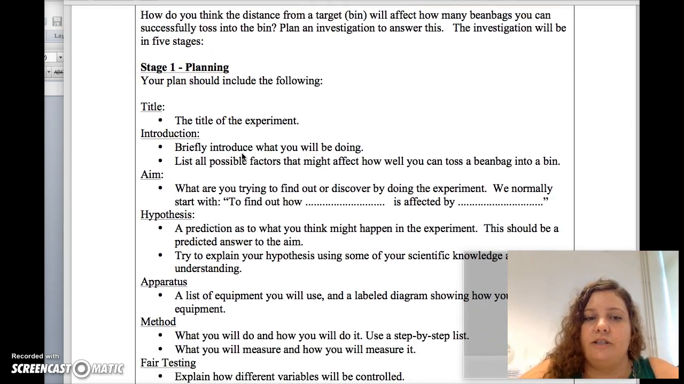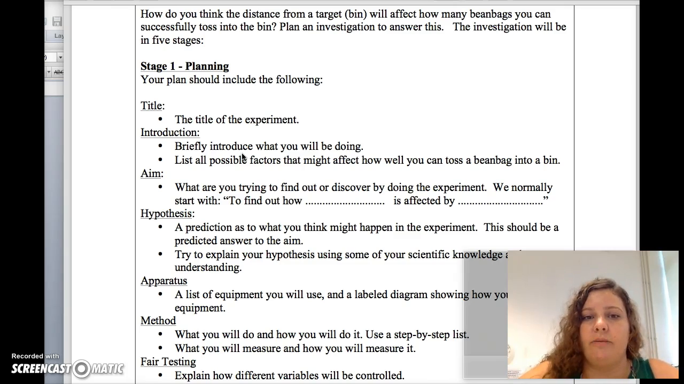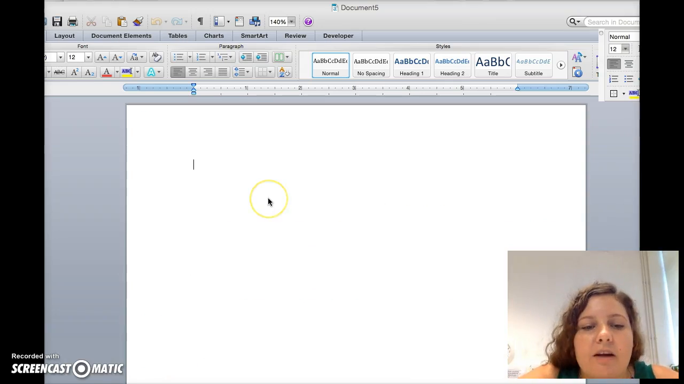Okay, well first what we need to do is part one, planning. So what I need you to do now is open up a Word document. Go ahead, press pause, and do that now. All right, so all of you should have a Word document open just like I do.